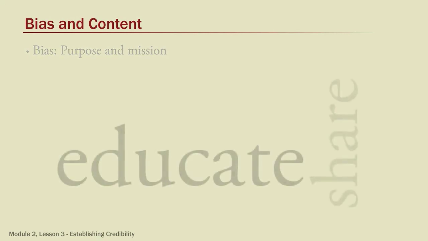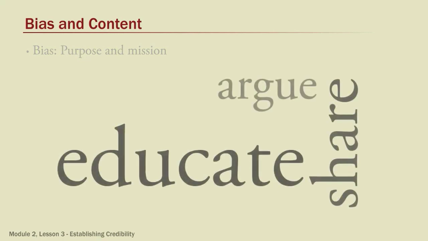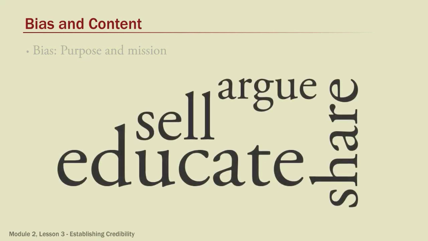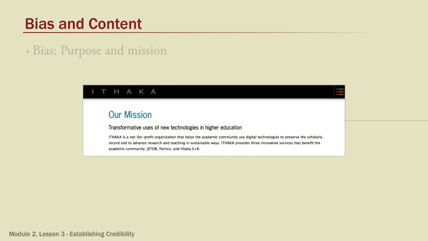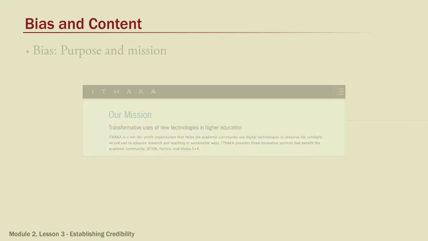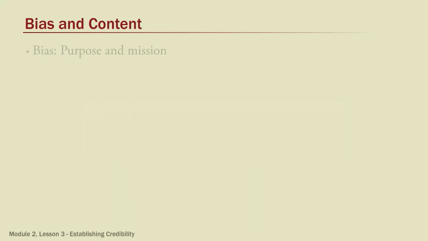Bias in content. Just as with scholarly sources, sources you find online should be free of bias. Thinking about a website's purpose can help you determine whether its content might be biased. Ask yourself, why was the site created? To educate? To share information? To argue an opinion? To sell a product? Does the site make money from advertising? Is it trying to sell you something? A credible website should have a mission statement or an About section that explains its purpose and discloses any conflicts of interest. If it contains advertising, ads should be clearly labeled.